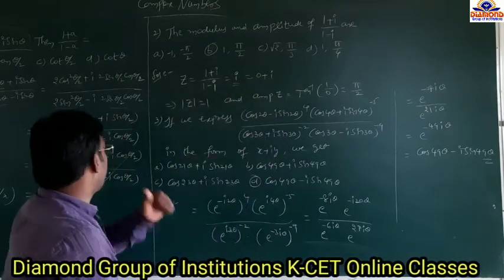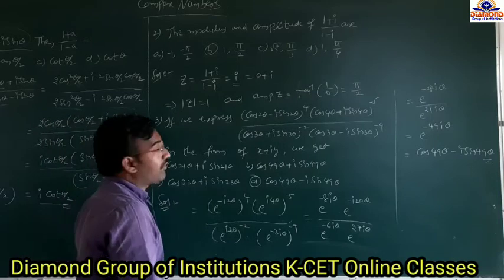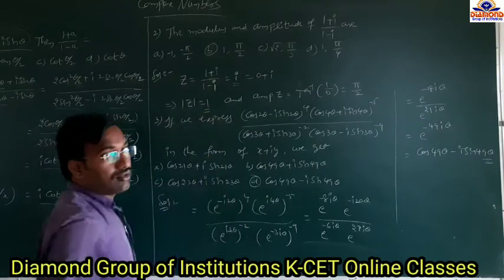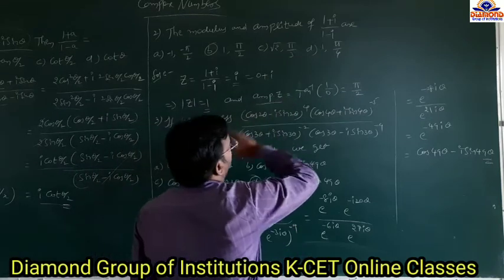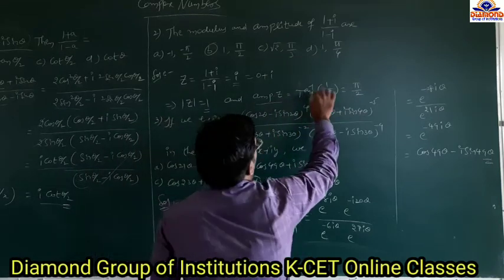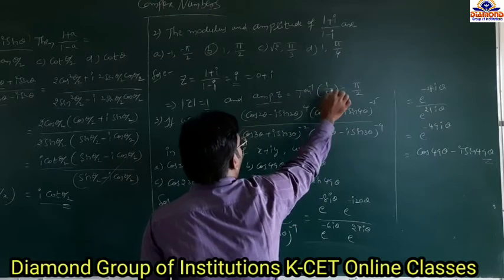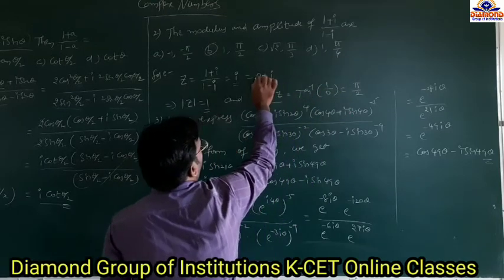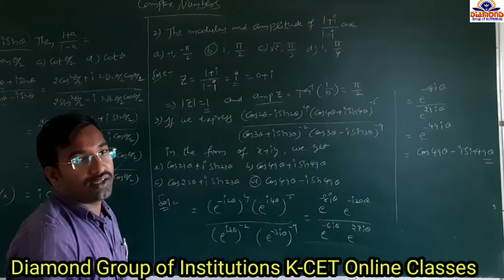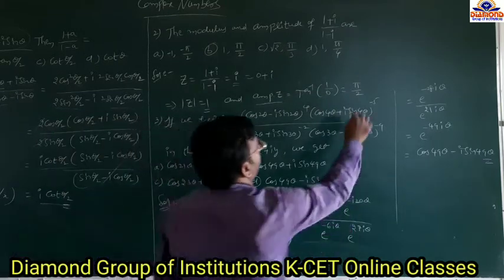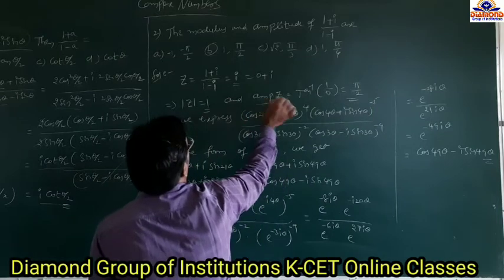So what about mod Z? Modulus of i is 1 only. So modulus of Z is 1. What about amplitude of Z? Amplitude of Z is tan inverse of y by x, imaginary part by real part. Here imaginary part is 1, real part is 0. 1 by 0 is infinity. Tan inverse of infinity, the angle is pi by 2. So the answer is 1 comma pi by 2.